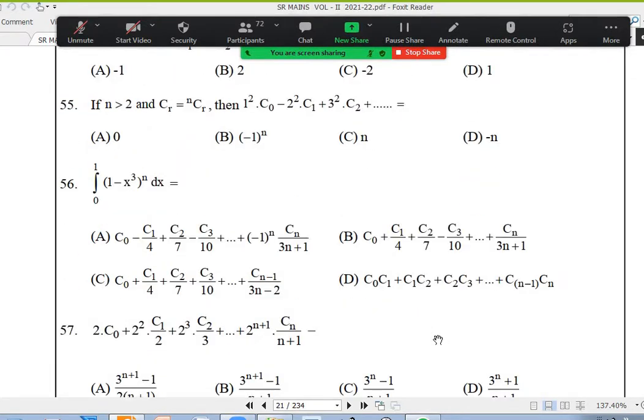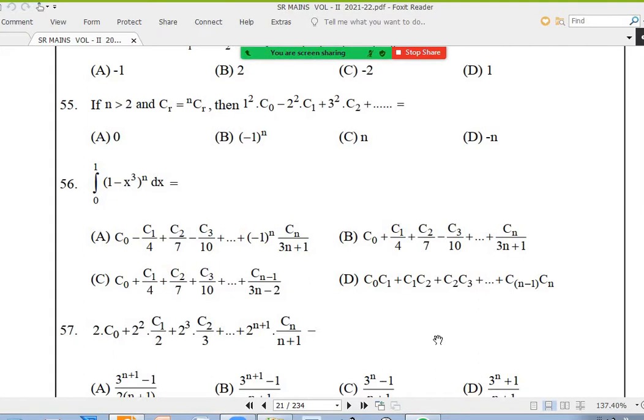Okay, 55. Usually when you get alternative plus minus, most likely it is 0, but still we will see. Think about 55.